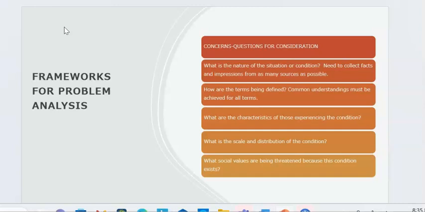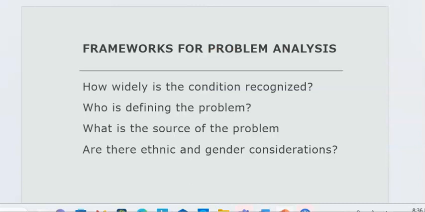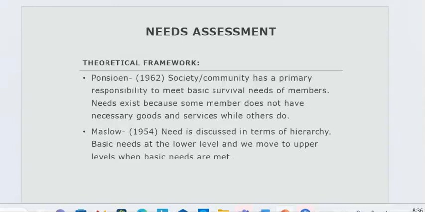What are the characteristics of those experiencing the condition? What is the scale and distribution of the condition, and what social values are being threatened because the condition exists? Framework for problem analysis continued. How widely is the condition recognized? Again, who is defining the problem? What is the source of the problem, and are there ethnic and gender considerations?